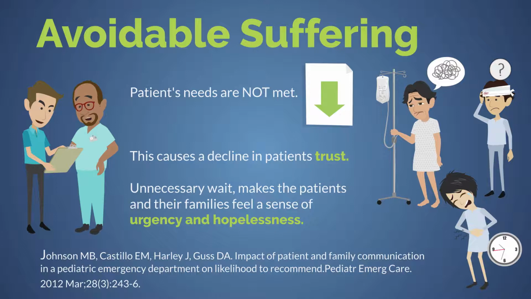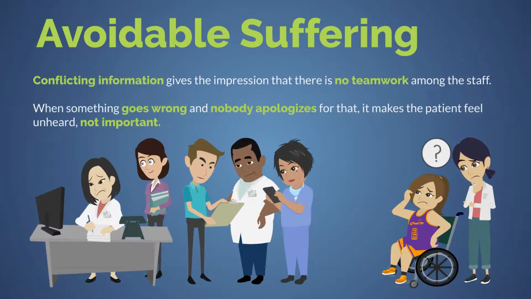Avoidable suffering occurs when patients' needs are not met. This causes a decline in patients' trust. Unnecessary wait makes the patients and their families feel a sense of urgency and hopelessness. Conflicting information gives the impression that there is no teamwork among the staff. When something goes wrong and nobody apologizes for that, it makes the patient feel unheard, not important.